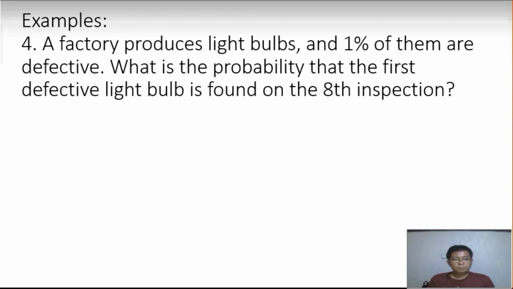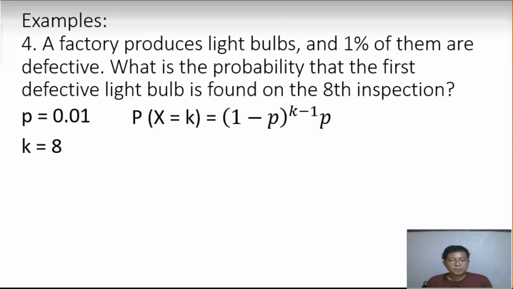So let's have another example. Suppose a factory produces light bulbs and 1% of them are defective. What is the probability that the first defective light bulb is found on the 8th inspection? So let's get again the values of p and k. What is our value of p here? If your answer is 0.01, you are correct by converting 1% to decimal. Here we are after the 8th inspection, so k is equal to 8.